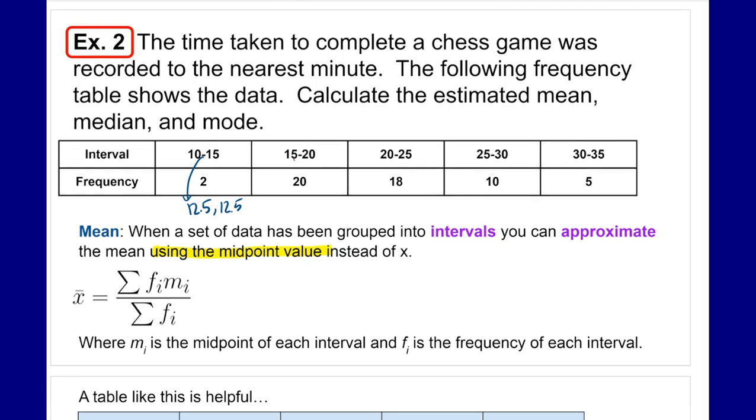For the next one, 15 to 20, the midpoint of those two would be 17.5. And then the 20 tells us that we have 17.5, 20 times. Then we move on to the next category, the midpoint of 20 to 25, and so on and so on. So that's how we can estimate the mean, or estimate the values, when we're given a frequency table or intervals.